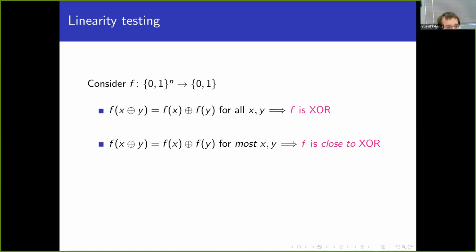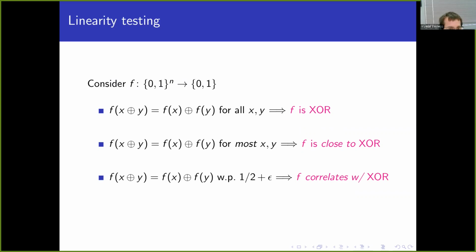Now suppose that this holds only for most x and y. In this case, f is not going to be exactly an XOR, but it is going to be close to some XOR. This is what is usually known as linearity testing. Finally, suppose that this equation holds with non-trivial probability, meaning more than 1/2. In that case, we can say that f correlates with some XOR.